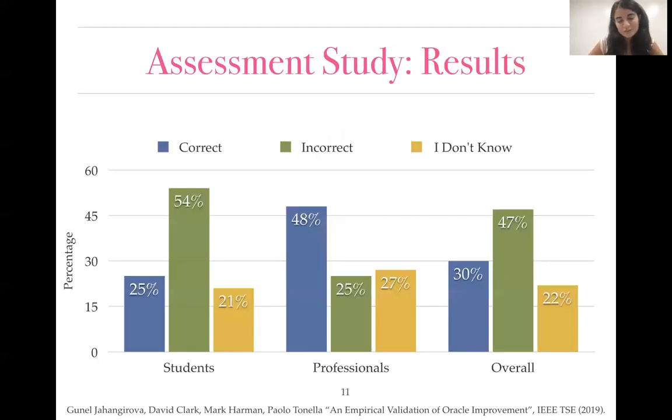This chart provides a brief overview of our results, and as we can see, only in 30% of cases, the developers were able to correctly identify a false positive, false negatives, or their absence. And if we look at the results for students and professionals specifically, we can see that professional developers performed this task better, as their correctness rate was almost twice higher.